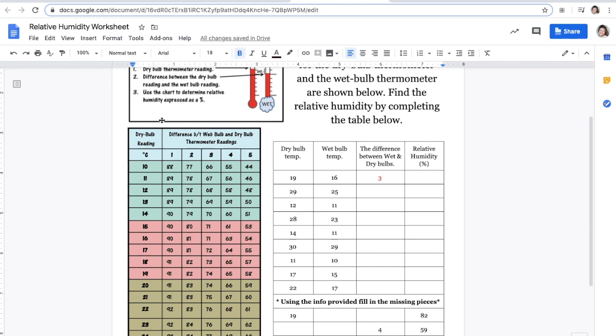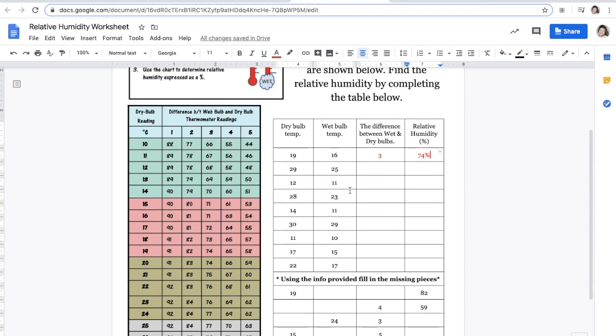Now we have to go to this fancy chart on the left-hand side and we have to fill that in. So what was the dry bulb reading? It was 19, so I'm going to go down to 19. Now if you'll notice, there's 5 different percents here. And to find the percent, we need to look for the difference. Well, we said 19 minus 16 is 3. So I'm going to go down the third column because that was the difference between the wet bulb and the dry bulb. And I'm going to go down until I find 19 because that's the dry bulb reading. And I notice I get to the number 74. So that means the relative humidity would be 74%.